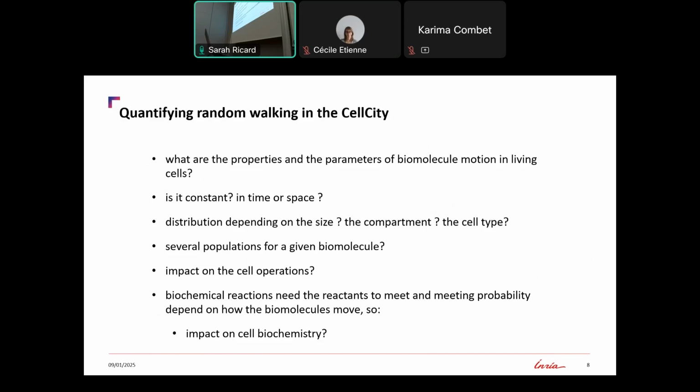You have no chemical reaction by action at a distance. So the reactants must meet and collide for the reaction to occur. And of course, the probability that they encounter each other depends on how they move, right? So of course, if you change this random walk, you will change the way the biochemical reactions occur. But how? That's the main question, right? So that's exactly this type of question that we would like to answer.